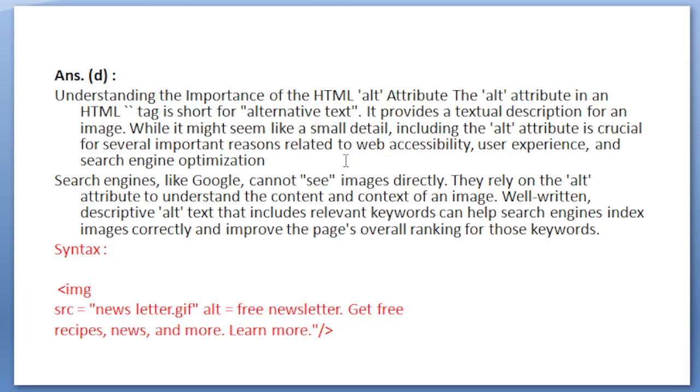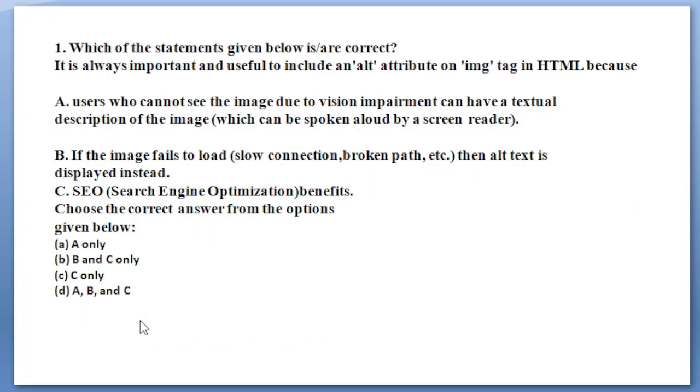Here I have given a syntax. The image source is the image file, but alt is the text given here, that is, free newsletter, get free recipes, news, and more. So this text will be read by the screen reader so that vision-impaired people can identify what the picture is related to. This picture is related to some news or something else. They can easily identify it. So option A is correct.